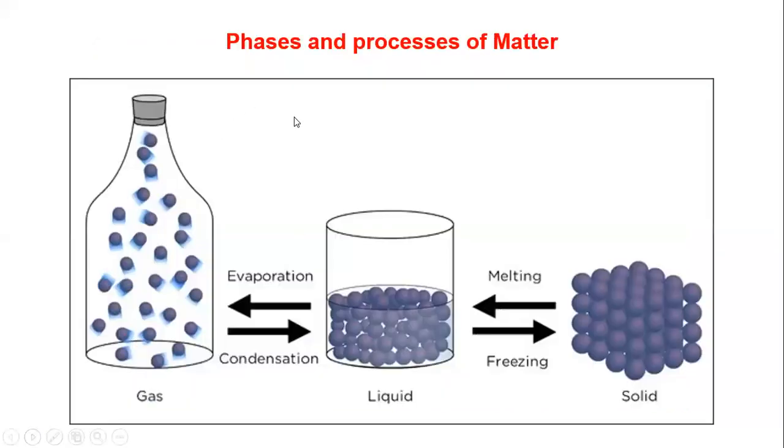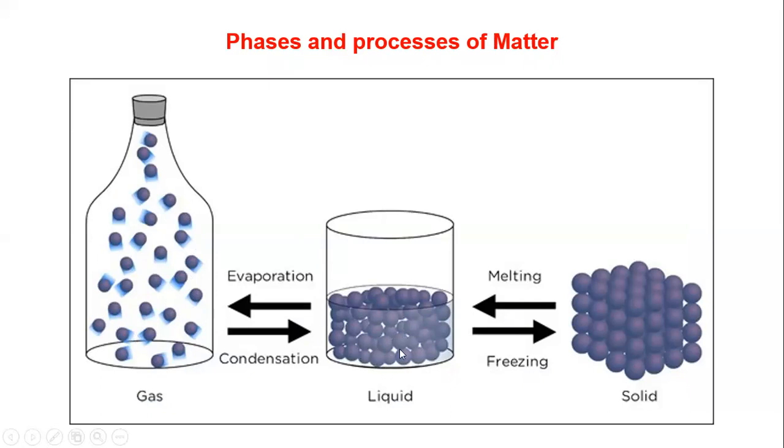Now, you know that we had the phases of matter and you learned it in grade 4, you learned it in grade 5, and now you definitely know it in grade 6 because you did it. And you also learned the processes of matter. So we have a gas. The gas is not in a definite shape. You can see it takes the shape of the container and it is free to move around.